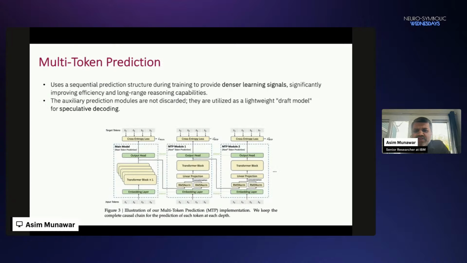Multi-token prediction: instead of predicting one token, they were predicting several tokens into the future, which helps during the training to create better reasoning chains, and also helps during inference time to have speculative decoding that they utilize.